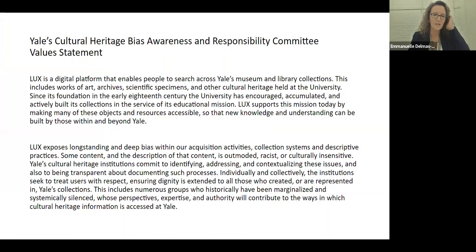Due to the nature of the cross-collection platform Lux, Lux has put a spotlight on the presence of systemic bias, oppression, and cultural appropriation that's embedded in our collections data. To address this then, Yale established a Cultural Heritage Bias Awareness and Responsibility Committee, which has developed a value statement that you can read here, as well as a series of recommendations to address implicit and explicit bias within our knowledge systems.